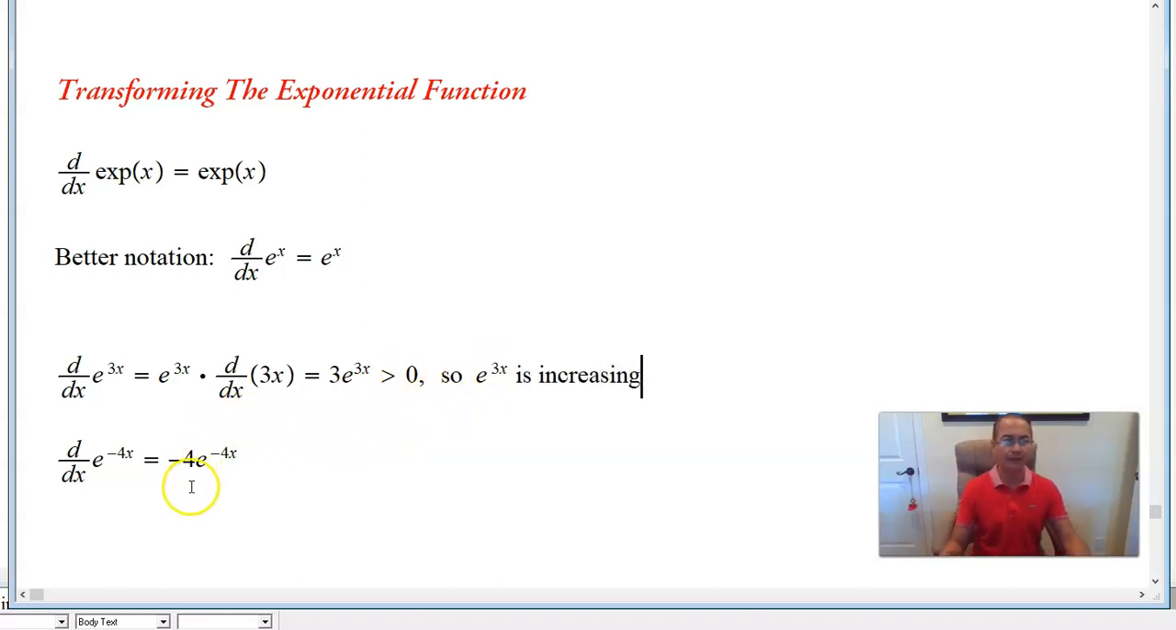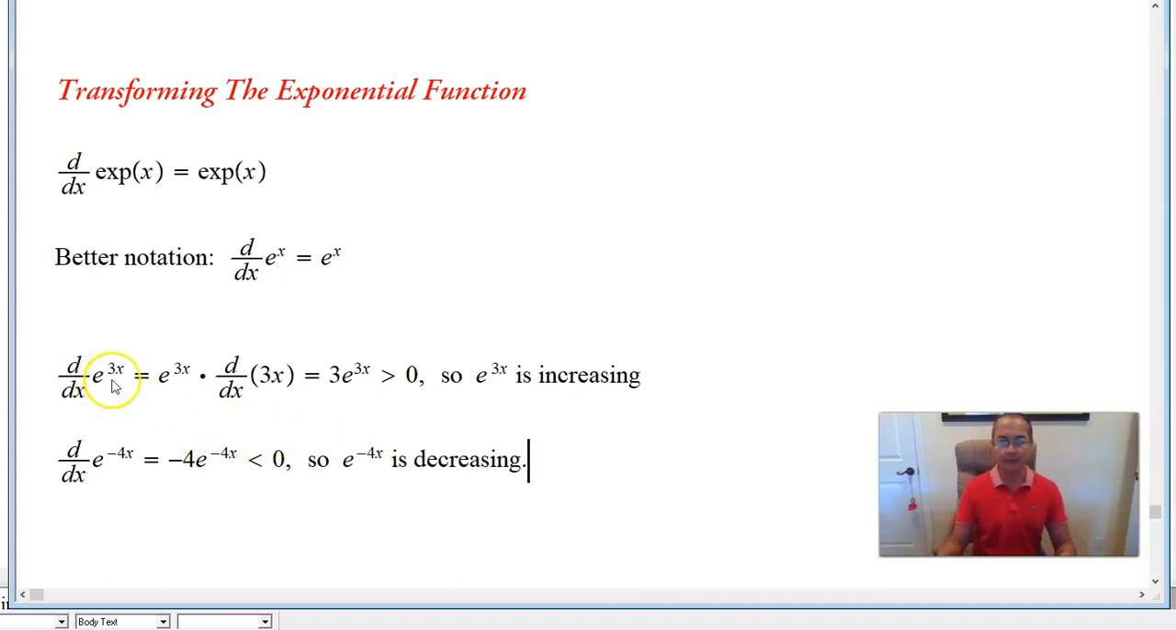On the other hand, the derivative of e to the minus 4x is negative 4 times e to the minus 4x. Don't let that negative 4 in the exponent fool you. E to the minus 4x is still positive because e to any number is still positive. So we're multiplying a positive number by a negative number, so this time the product is negative. So what does that mean? Our function e to the minus 4x is decreasing.